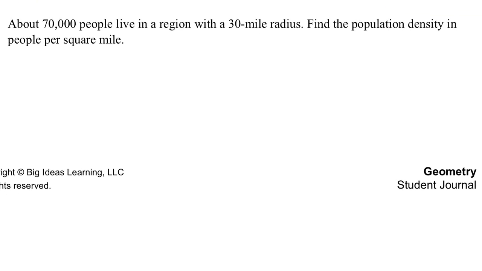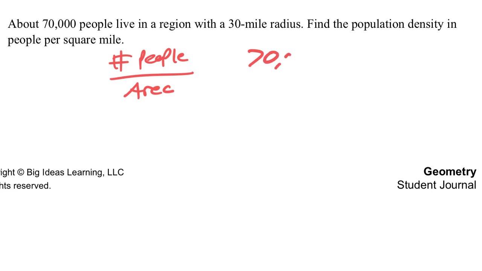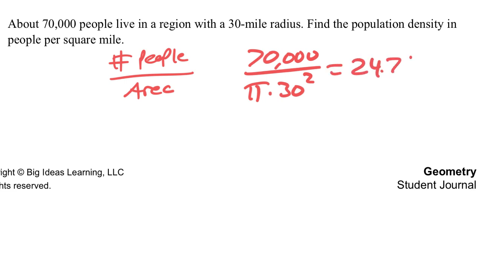All right, population density. Go back to what I said earlier. The number of people divided by the area that we're looking for. Now we're looking for the whole region is the circle. So the number of people here is 70,000 divided by the area here is pi times my radius here was 30 squared. Shove that whole thing in the calculator and you're going to get 24.76. But because we're talking about people, let's round to the nearest whole person. So we'll say that that is 25 people per square mile.